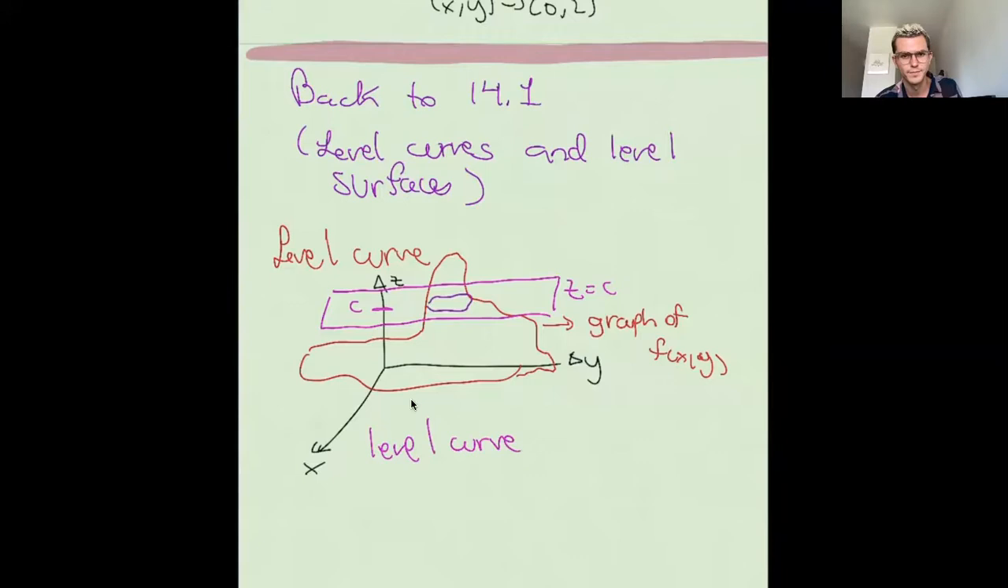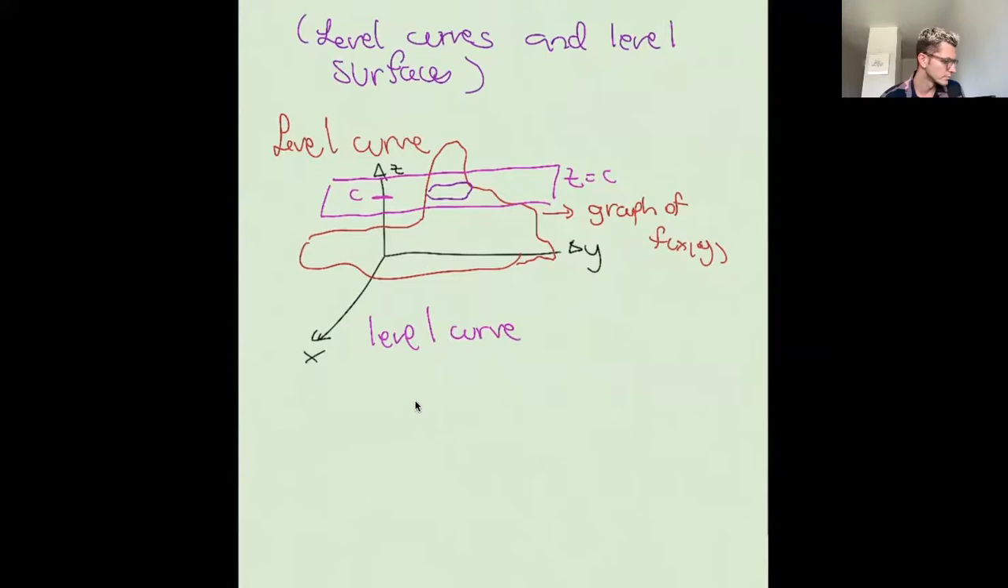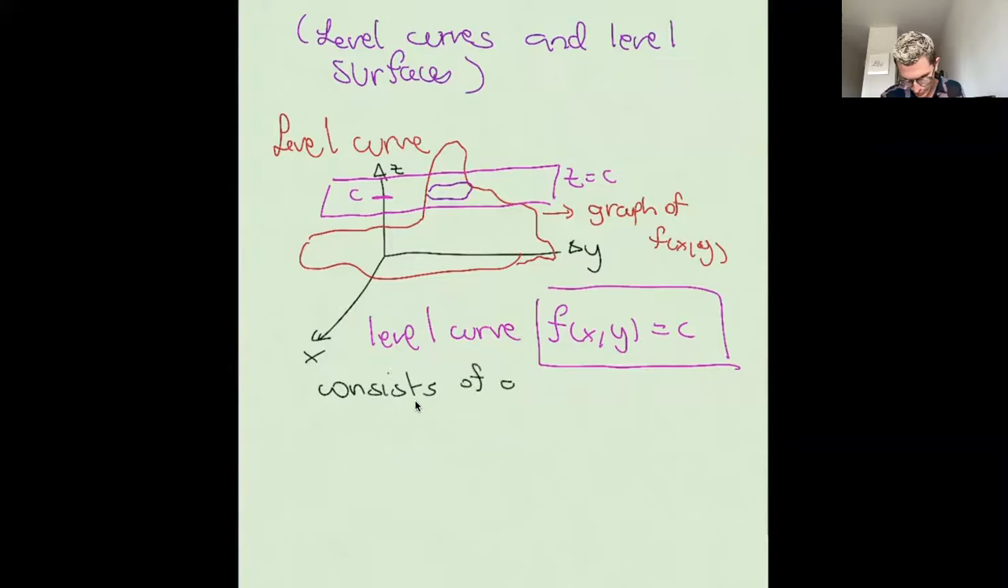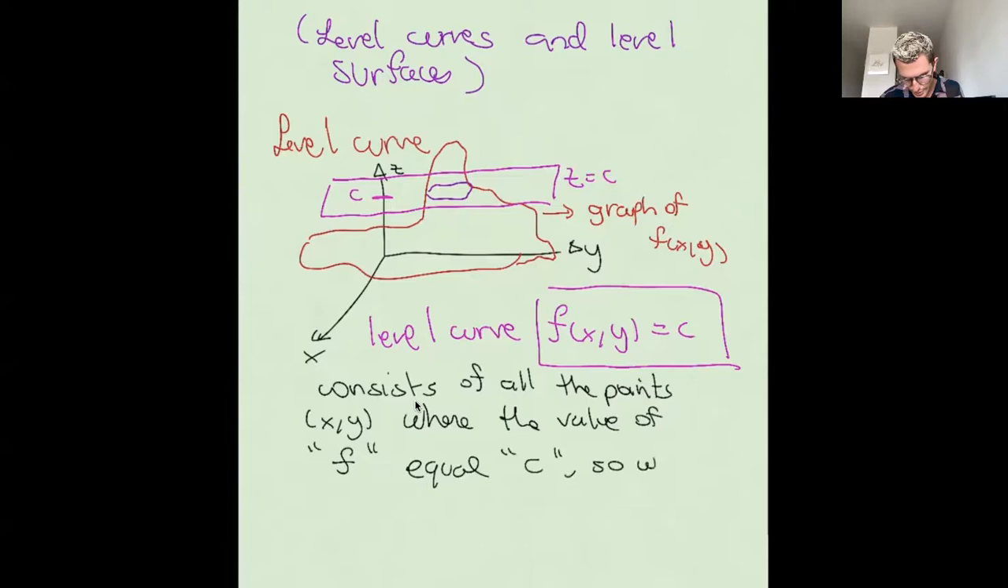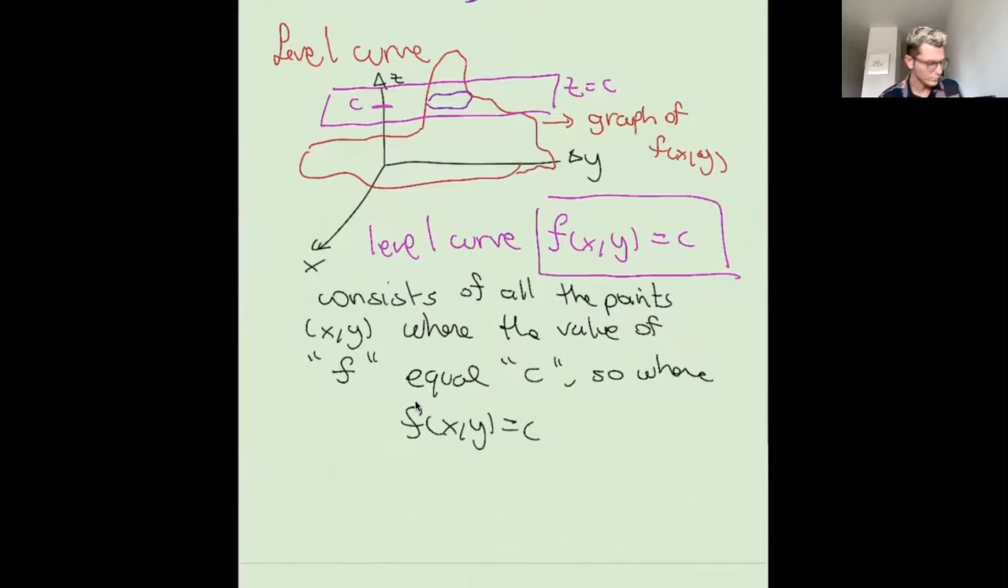So the level curve is typically called like this. It just consists of all the points where the value of the function f equals a little c. So it consists of all the points x comma y where the value of f equals c.